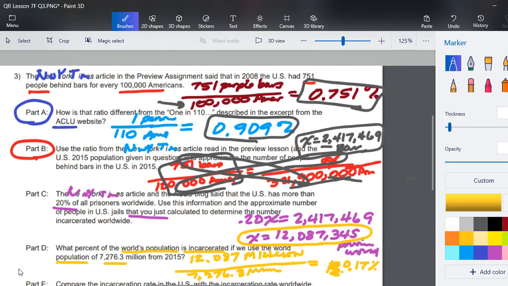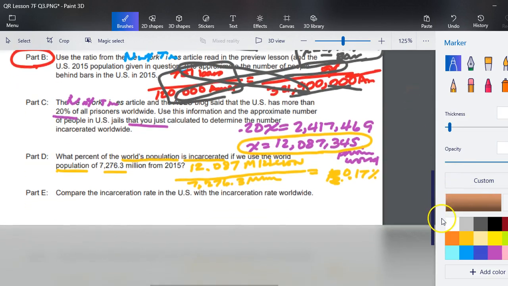The last part, Part E, asks us to compare the incarceration rate in the United States with the incarceration rate worldwide. So I've gone back up to the top part of question 3, and I want us to grab this percentage right here, 751 thousandths of a percent, and bring it down to Part E. So 0.751% is the incarceration rate in the United States.